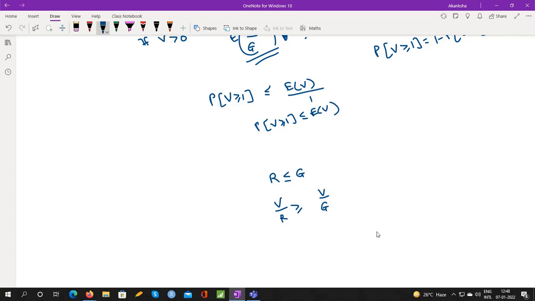Yes, ma'am. So by monotonicity of expectation from probability theory, can I say that expectation of V by R is greater than or equal to expectation of V by G? Yes, ma'am. So FDR would always be greater than or equal to PCER. Of course, I'm ignoring the zero case, but in that case, both will be zero. If number of rejections is zero, in that case, both will be zero, so I don't need to worry about that. So can I say that FDR is always greater than or equal to PCER?